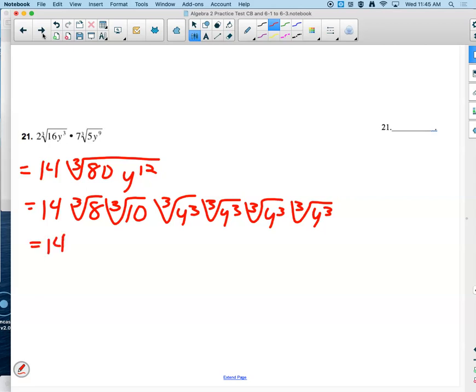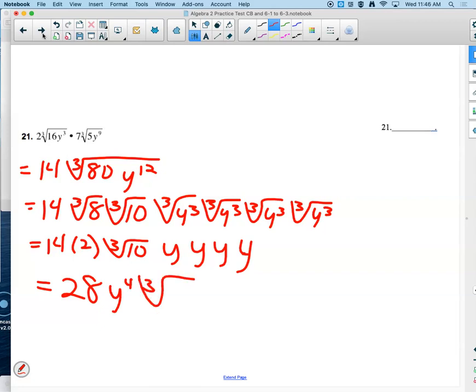So what is the cubed root of 8? 2. Cubed root of 10 is not something nice. What's the cubed root of y cubed? Okay, so let's talk about the pretty part. What's the pretty in the front? 2y to the fourth. And again, they said, assume all your variables are positive. So that one is done.